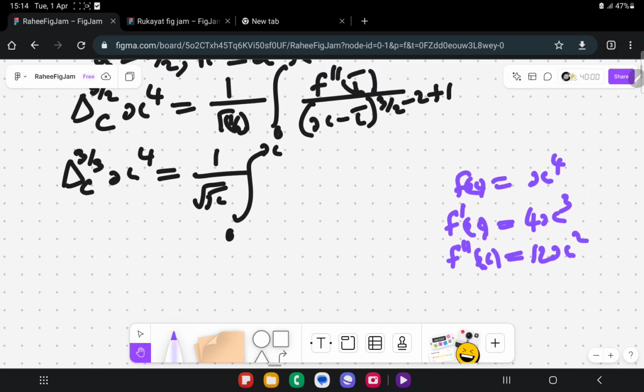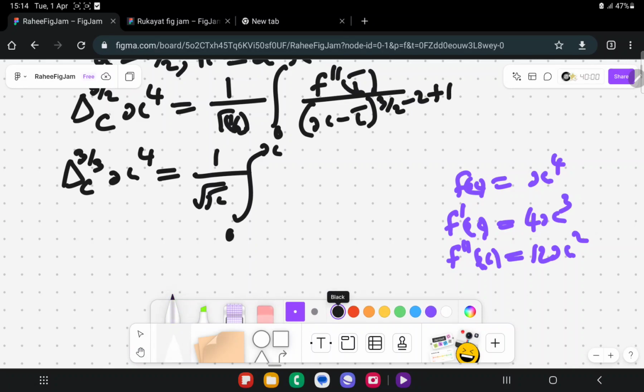So in place of f double prime of tau, we are going to replace it with 12 tau squared all over x minus tau. Now 3 all over 2 minus 2 plus 1 will still give us raised to power 1 all over 2. Okay, now let's go to the next step.